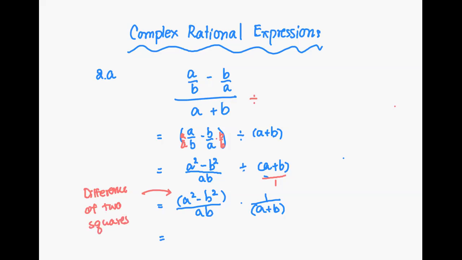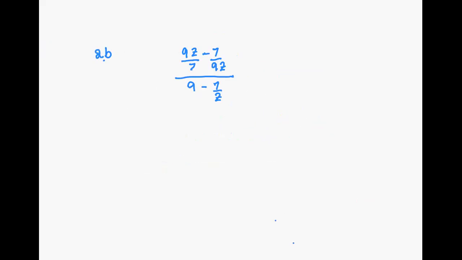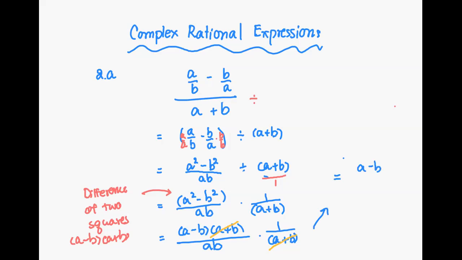And it can be factored to be a minus b times a plus b, which is the product of the sum and the difference. So we can rewrite it as a minus b times a plus b, all divided by a times b, and then multiply by 1 over the quantity a plus b. After that, you can see the common factor that we can reduce, a plus b, a plus b. That gives us the simplified form of this complex rational expression as the numerator a minus b divided by the denominator a times b.